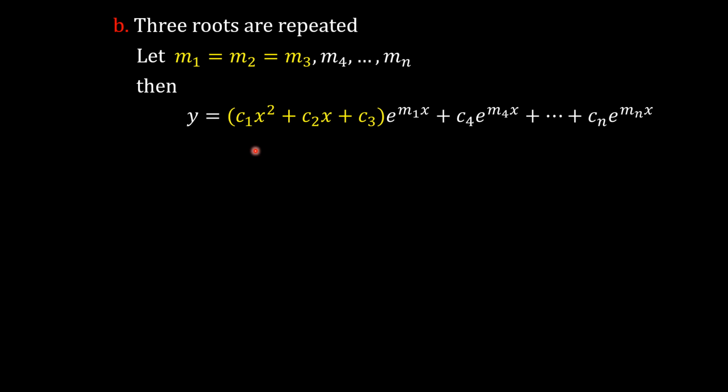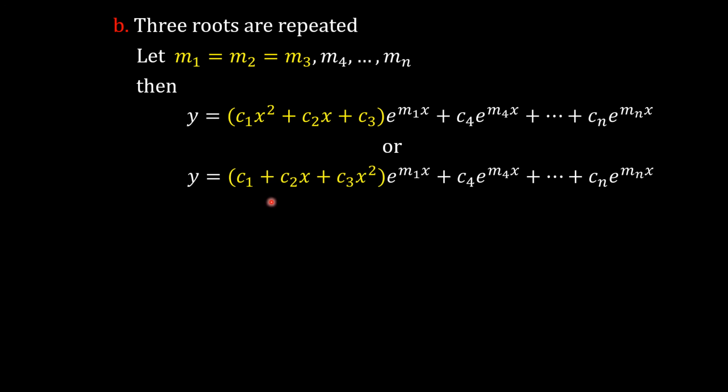As the root is repeated three times, we have considered the power of x as 2, that is 3 minus 1. So c1x square, and then reduce the power of x by 1 until we get the constant term. And the terms corresponding to the real and distinct roots we have obtained from the first case as c4 e raised to m4x plus so on plus cn e raised to mnx. The same term can also be written as y equal to (c1 plus c2x plus c3x square) e raised to m1x plus the remaining terms as they are.